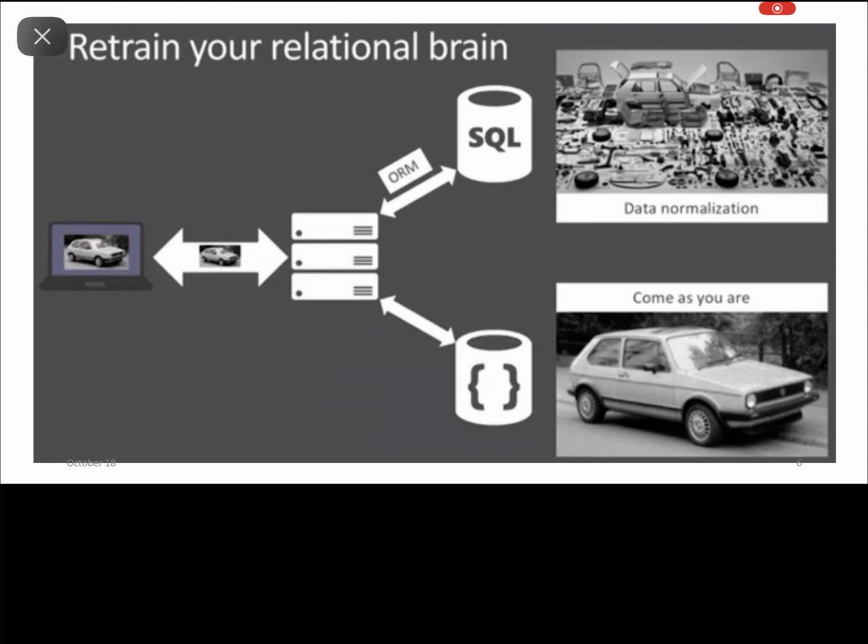What you need to do is to retrain your relational brain. For example, if you have a car that you want to model, for relational, what we usually do is pull the information apart, and it becomes bits and pieces which are then joined together when a query is posted or sent. This is not how NoSQL works. NoSQL simply stores the information about the car as a whole. It comes as you are.